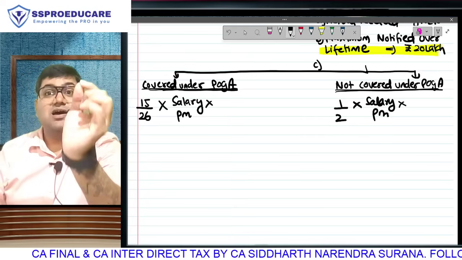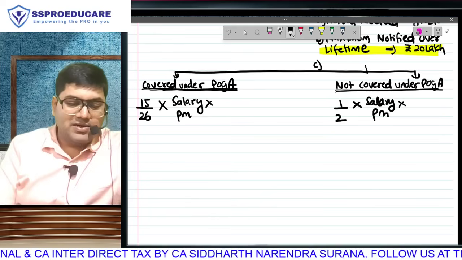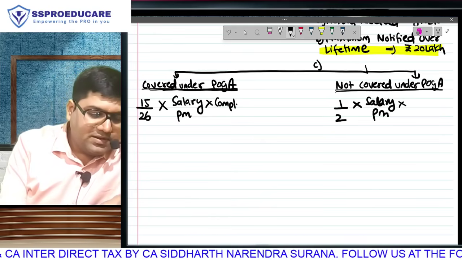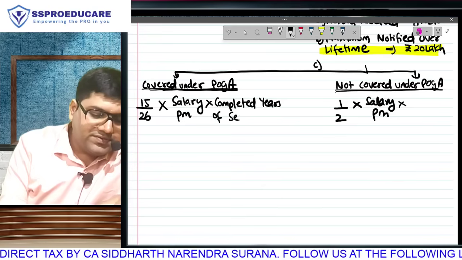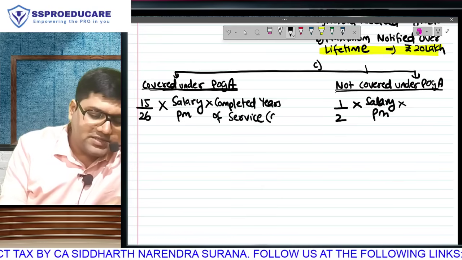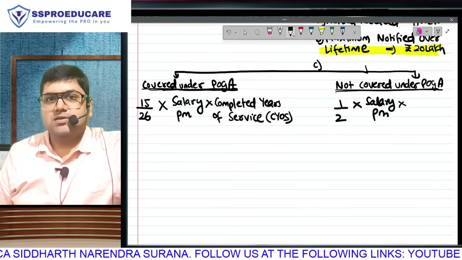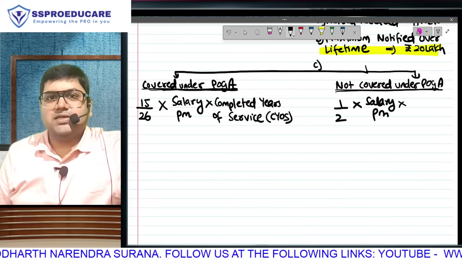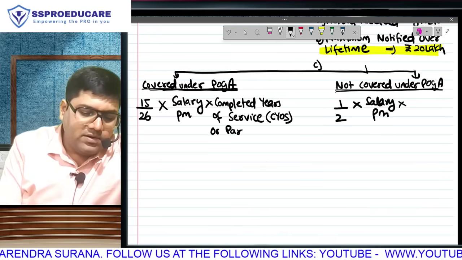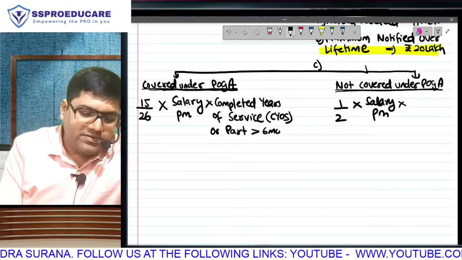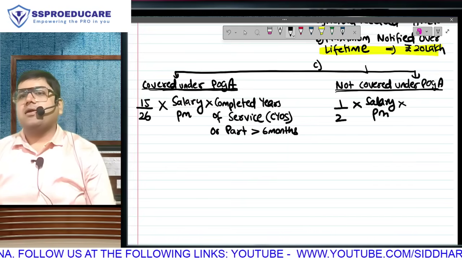Now mark the words: half month salary for each year of service that he has given. So multiply by completed years of service. Very famous term in income tax, CYOS. Completed years of service, that is CYOS. 15 by 26 into monthly salary into completed years of service, or part greater than 6 months.